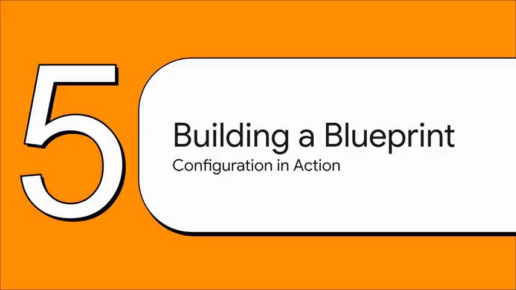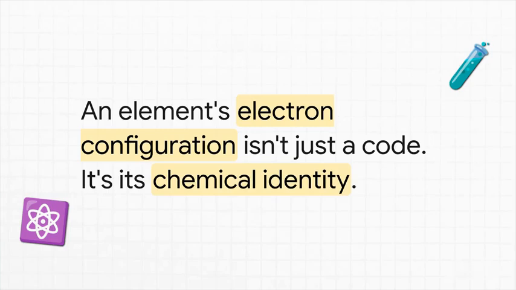Okay, so we have the address system and we have the rules of the neighborhood. Now we can finally put it all together to write the blueprint for any atom on the entire periodic table. And really, this is the ultimate takeaway here. The electron configuration that we can write using these numbers and rules, it isn't just some abstract code for chemists. It dictates everything about an element: its size, how reactive it is, the way it bonds with other atoms. It is the fundamental source of its entire chemical identity.